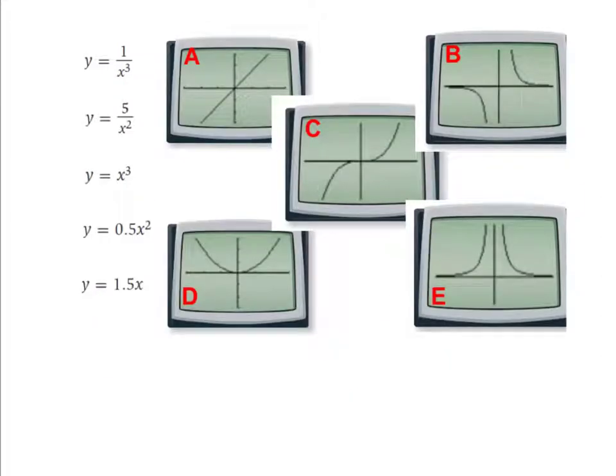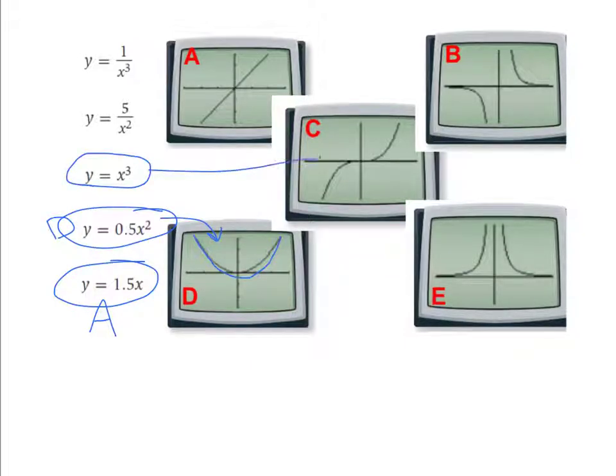Let's continue our understanding of direct and inverse by considering some graphs. Graph A is a straight line, a linear graph, so that would be y equals 1.5x. Graph D is a parabola, x squared, so that would be the 0.5x squared. X to the third, that is an S-shaped graph. That is C. Each of those three were all direct relationships. You can tell because there's only one curve on the screen, whether it be the straight line, the parabola, or the S-shaped to the third power.